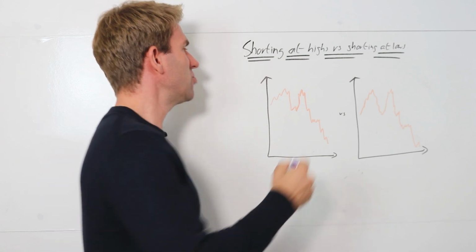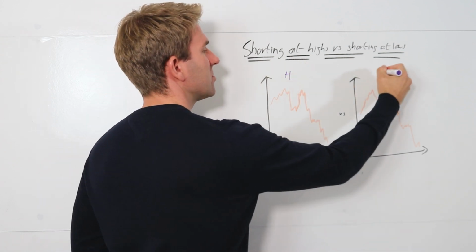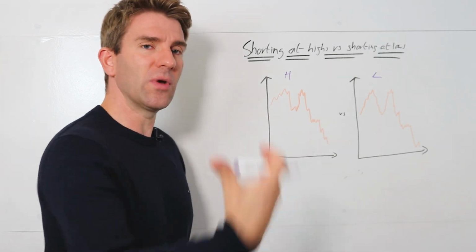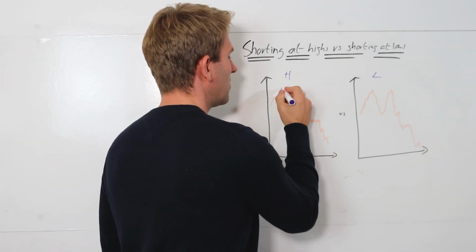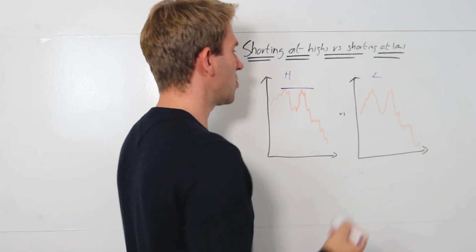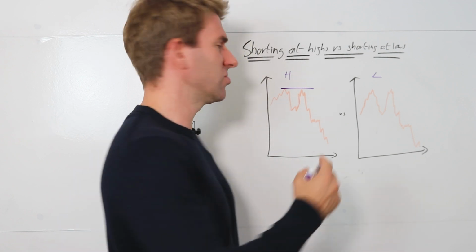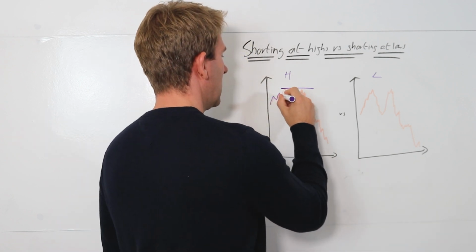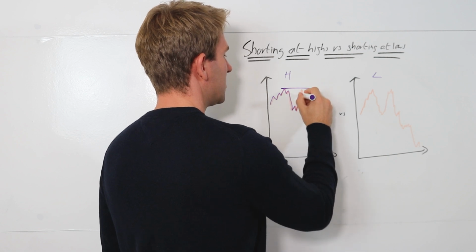Okay, so imagine if we're shorting at highs here. I'm going to say that one's highs and that one's lows. So shorting at highs would be stuff like, okay, we're taking a double top type trade. Hopefully you can see that orange on the chart. I'll go over it again in the purple, guys. Hopefully you can see that better now.